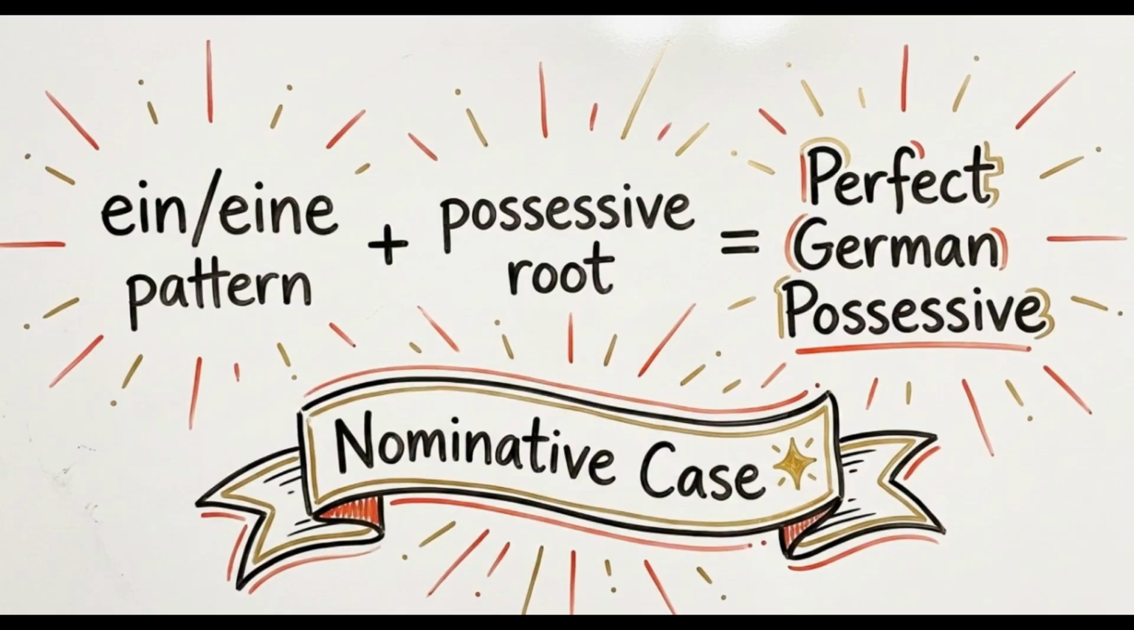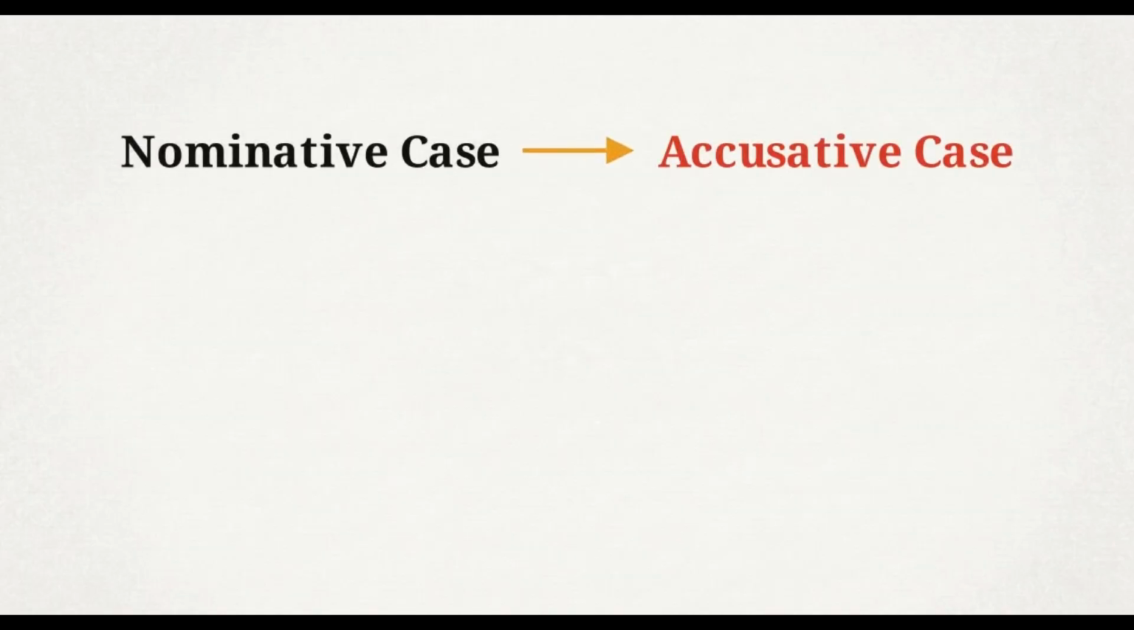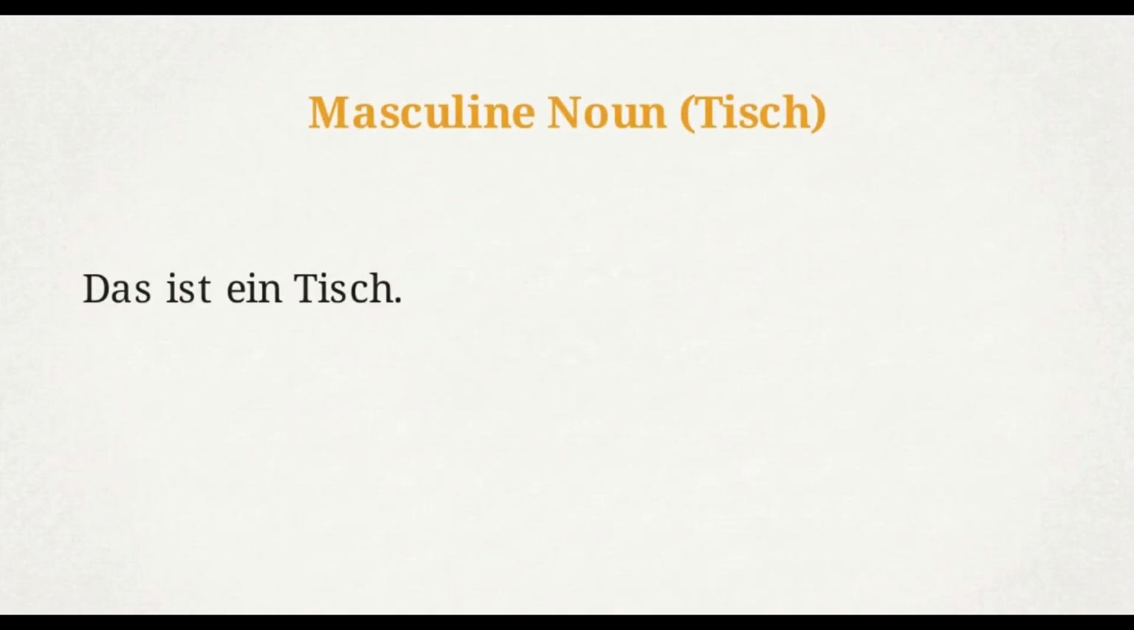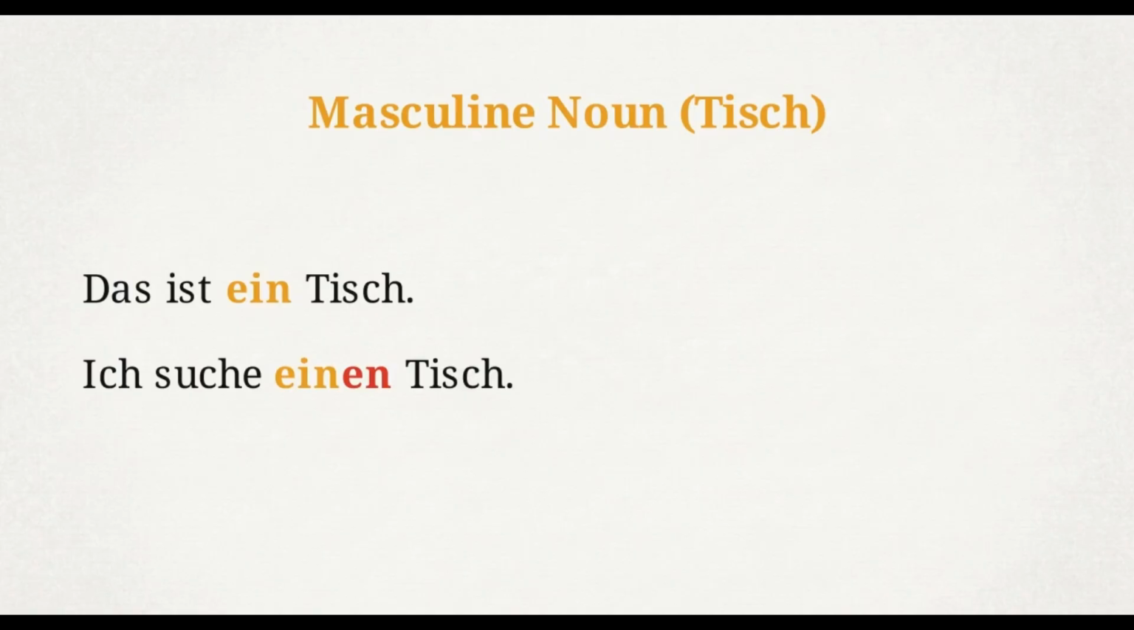Knowing the correct form of ein or eine for a noun gives you the exact pattern for every possessive word in the nominative case. That covers basic statements, but things shift slightly when we introduce an action. Verbs like searching, suchen, or taking, nehmen, trigger the accusative case. We know that for masculine nouns, the accusative case forces the standard article ein to shift to einen.